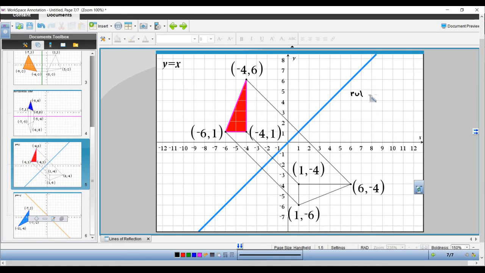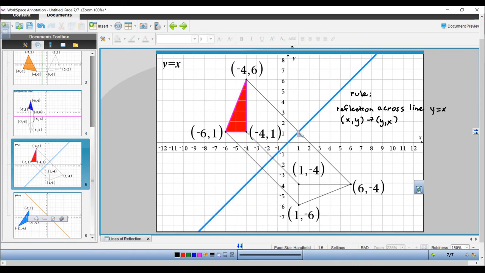Let's see the rule that we get. So we have the rule, and this is for a reflection across the line y equals x. That blue line right there is the line y equals x. When we reflect across that, what happened? Our x became our y, and our y became our x. So what would I do here? xy would become, that's right, yx.